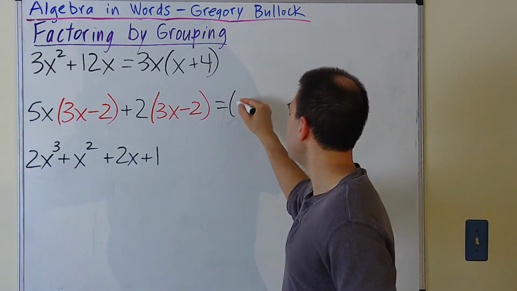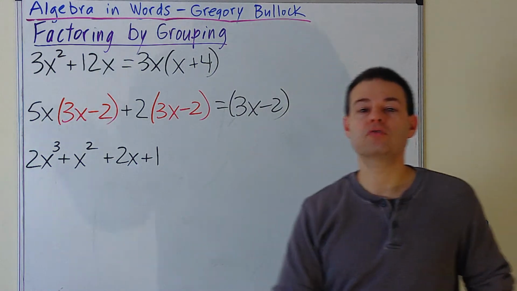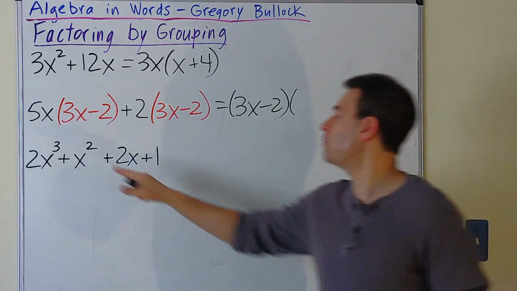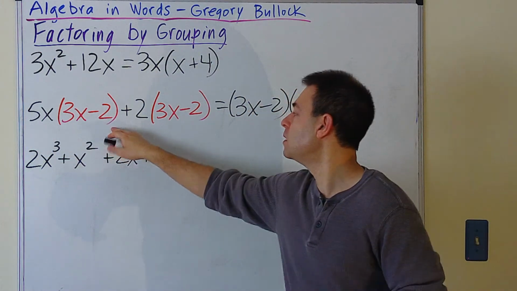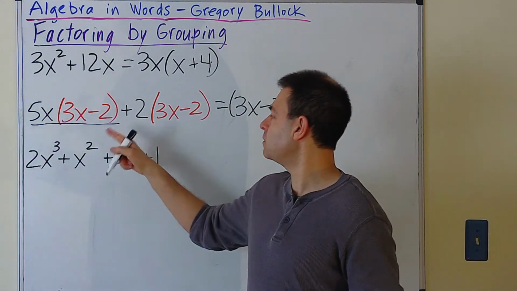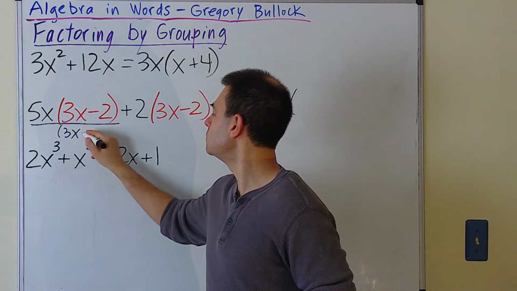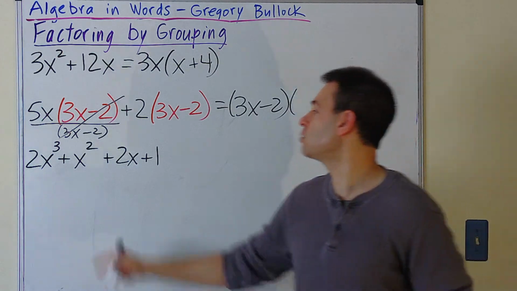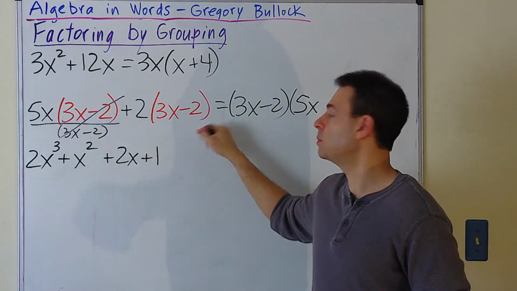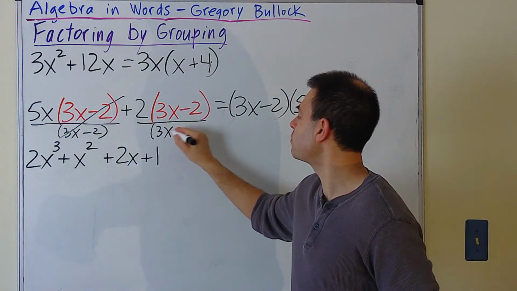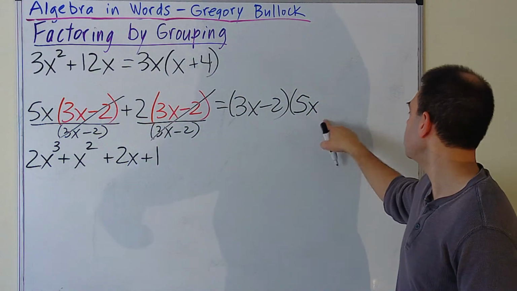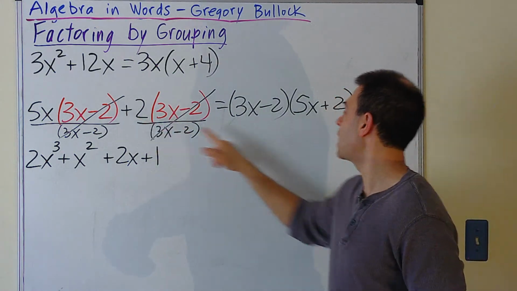So first, write the greatest common factor, the group 3x minus 2, and then another set of parentheses to put what's left after you divide each term by the greatest common factor. You don't have to do this every time, but in the beginning you might want to actually divide the greatest common factor out. And that cancels out that entire group, leaving 5x, which we write in the parentheses. And then do the same to the next term. Divide out the greatest common factor, which is the group 3x minus 2. That cancels out both groups, leaving just the 2, which we put here. And make sure you keep the sign.